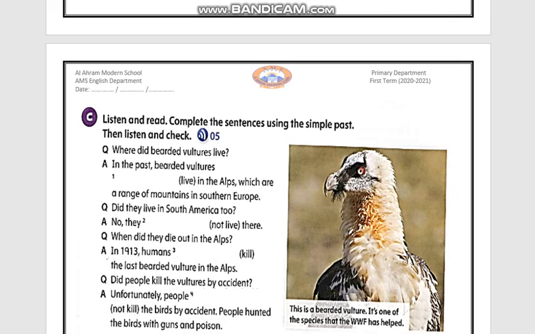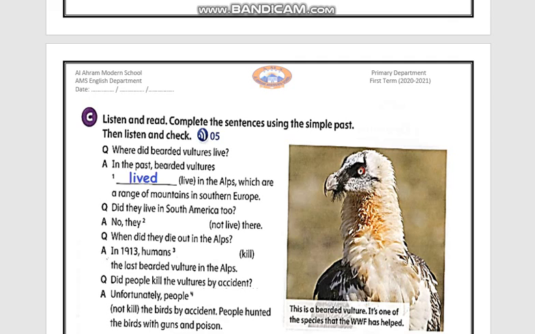Question. Where did the bearded vulture live? The answer is in the past. Bearded vultures lived in the Alps, which are a range of mountains in southern Europe. So what is the past tense of live? Yes, the correct answer is lived.